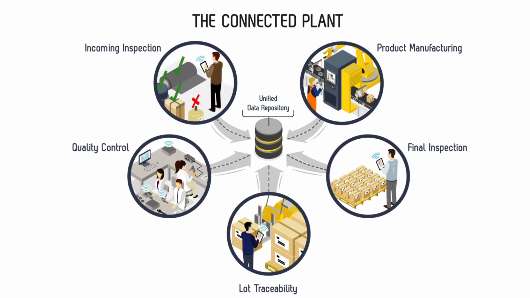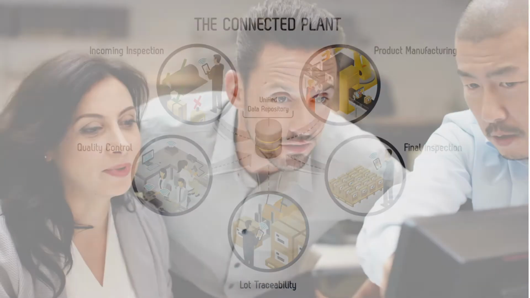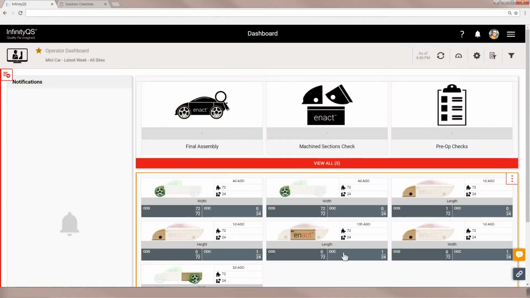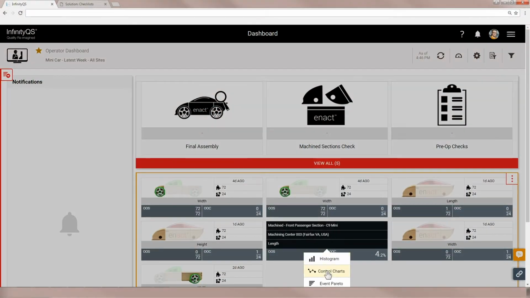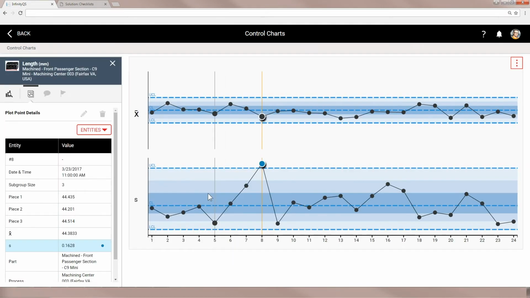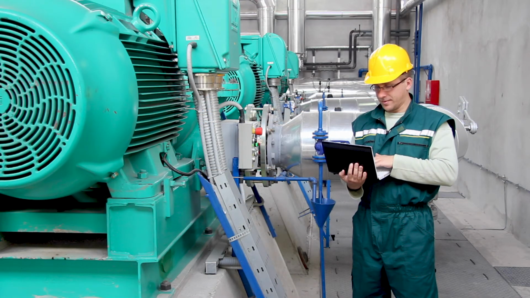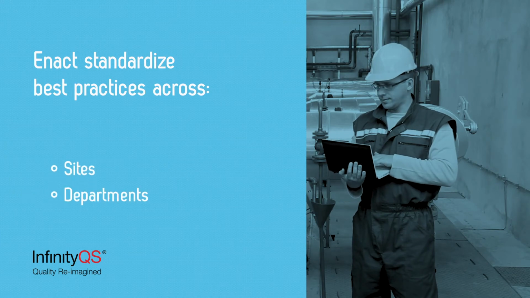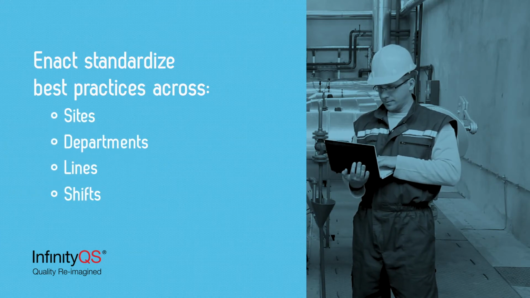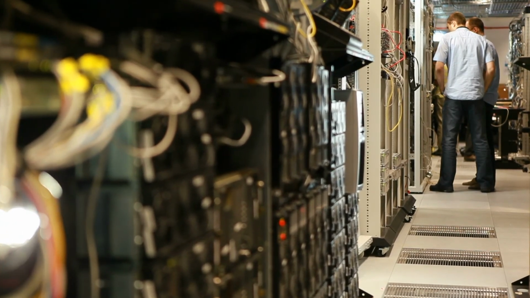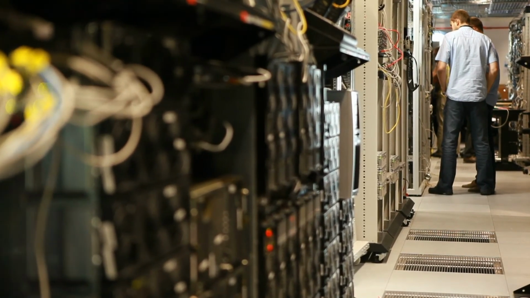When you're working from a centralized environment, your teams can collaborate like never before. Enact brings the benefits of SPC and quality improvement to teams across your enterprise, allowing everyone to prioritize quality initiatives and critical actions. The platform provides standardization and communication of best practices across sites, departments, lines, and shifts. Plus, overburdened IT teams get a much-needed break, thanks to a reduced deployment footprint and enhanced self-service.